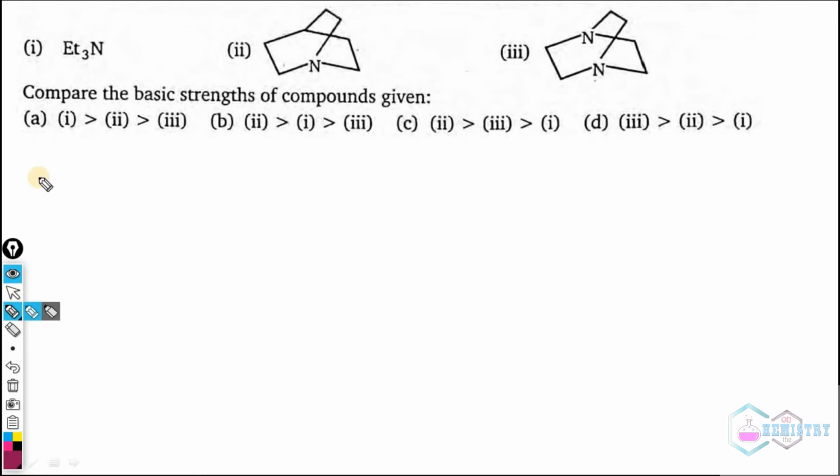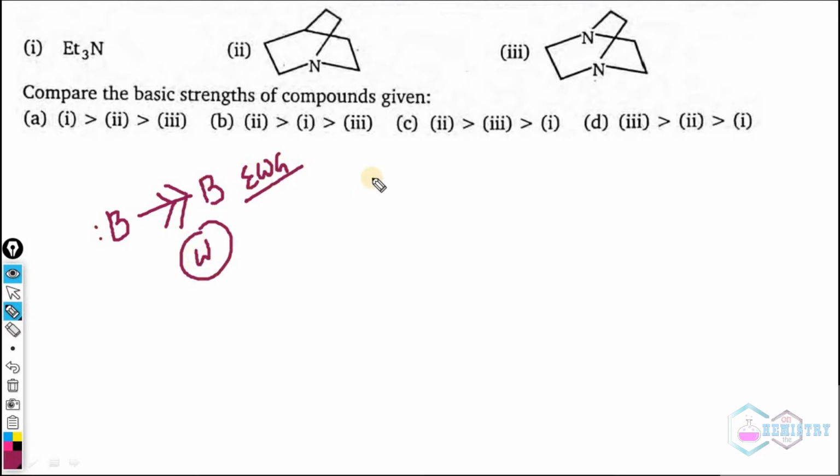This particular question is very interesting to me. It says that Et3N and this compound, in these 2 compounds, compare their basic strength. Hence we have to compare their basic strength. Now we have already mentioned that this is a basic group, and if this group is an electron withdrawing group, the base is weakened. But if this group or the adjacent group donates electrons, the base is strong.